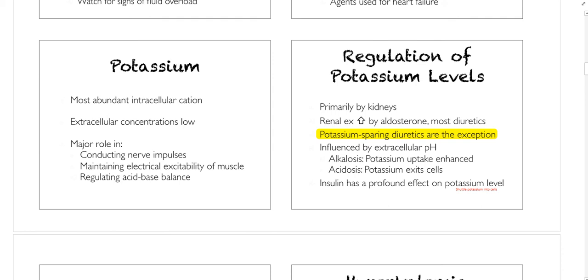Potassium is going to be our most abundant intracellular cation, though I've also seen that said of magnesium. Extracellular concentrations are low to maintain the excitability of the cells. It's good for nerve impulses and electrical excitability of muscles.